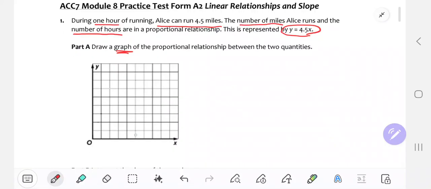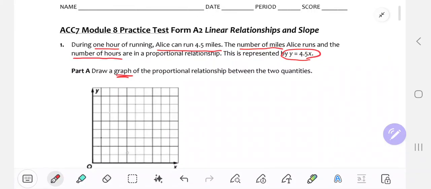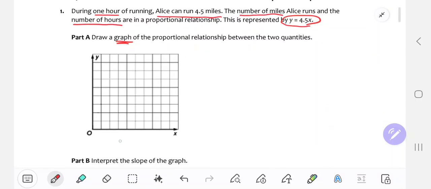Well, we can see that the x is going to be the number of hours. So we're going to say this is the hours she runs, and this is her distance. Make sure you label the x and y axis, and then we have a proportional relationship, so at 0 hours, she's at 0 distance.